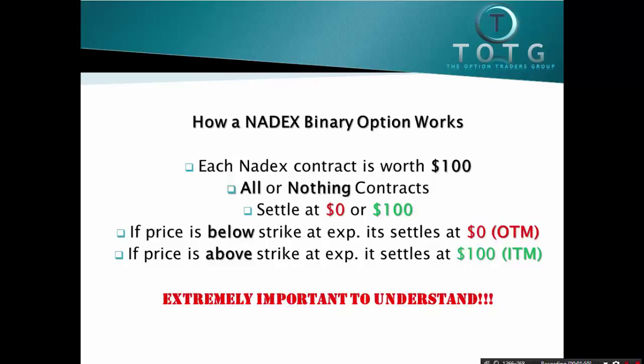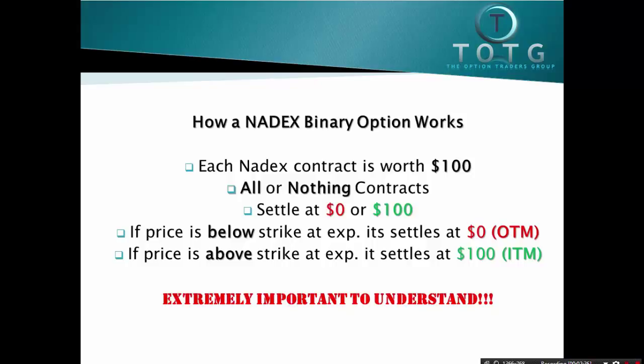Nadex does offer a variable payout vehicle or instrument, and that is called the Nadex spreads, box spreads. But this video will be mainly on the binary options, or the all or nothing positions that they offer. These contracts either settle at 0 or they settle at 100. So if the price finishes below your strike at expiration, it will settle at 0. If price is above your strike at expiration, it settles at 100.